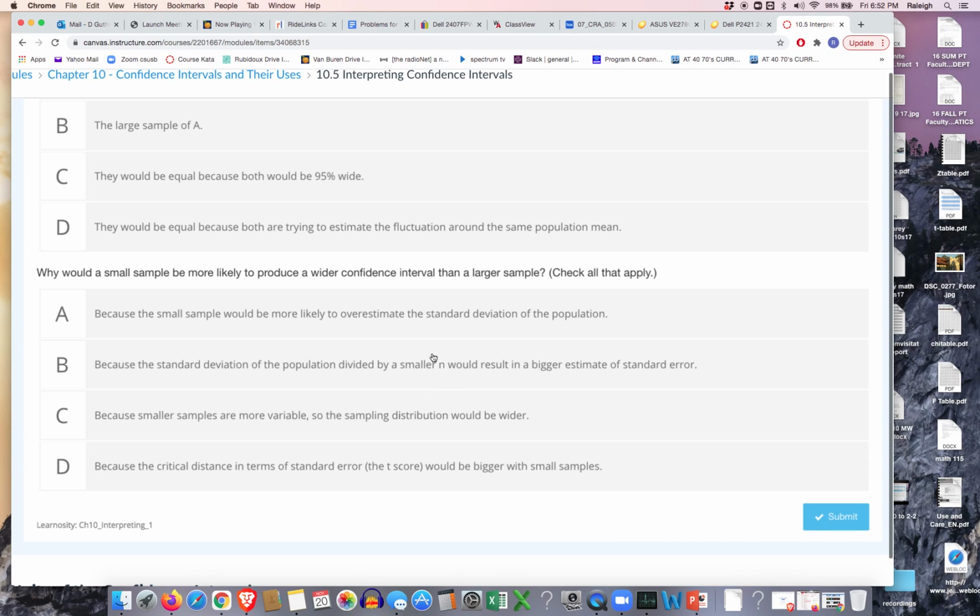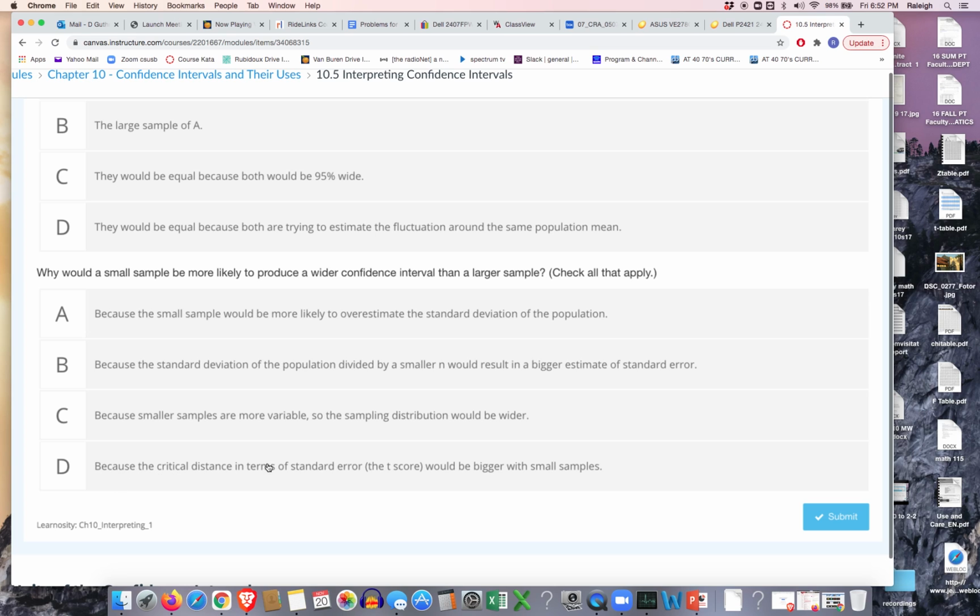So you have to share amongst 2 people versus sharing amongst 10 people. Guess which one is better for you, especially if you like what you're sharing. And C, because smaller samples are more variable, so the sampling distribution would be wider. Absolutely. And notice it did say check all that apply.